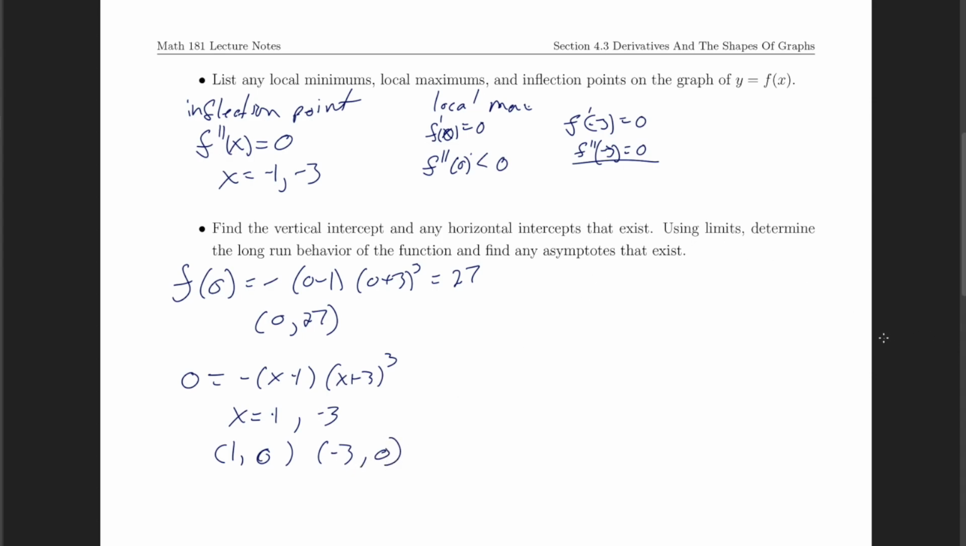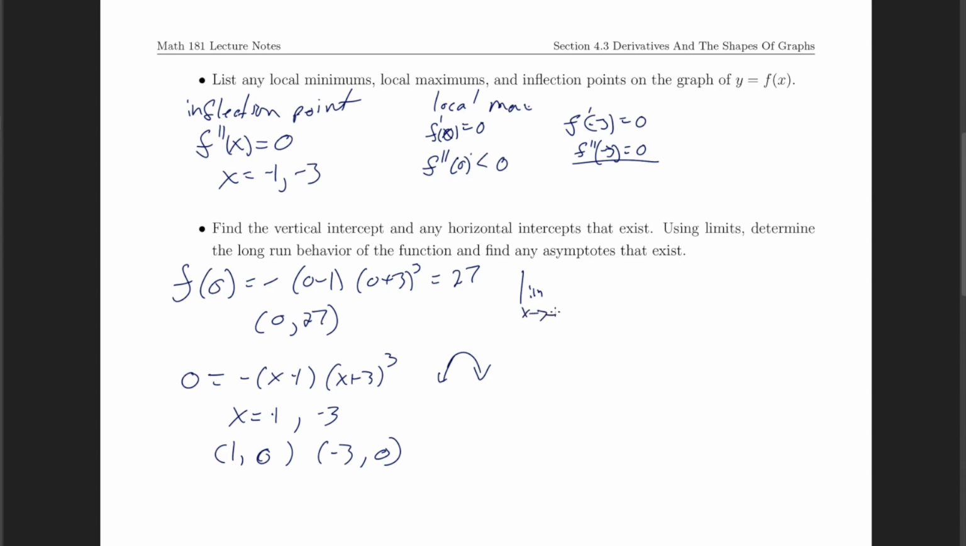Using limits to determine end behavior. Notice here from what you've been taught before, you really don't have to use limits. This is a polynomial of power 4, and it's negative, and so we know the end behavior is going to be down and down. But let's just for fun use limits and see if that confirms what we know.